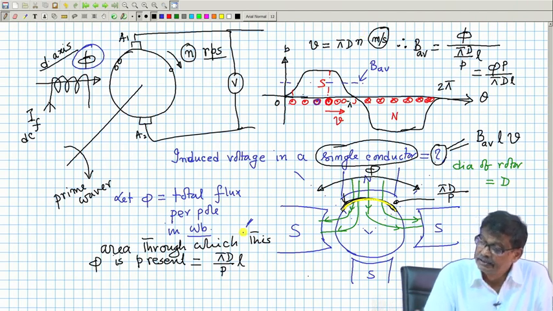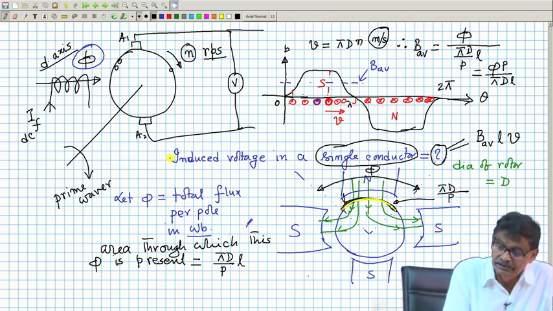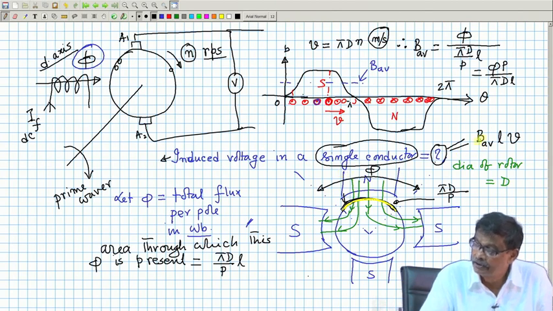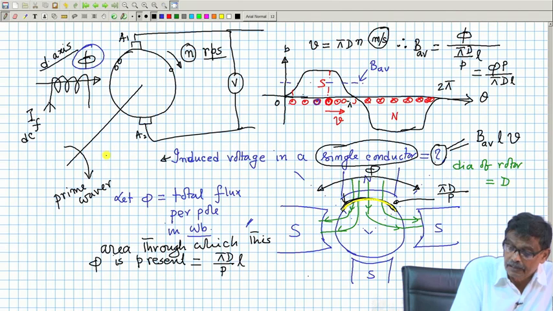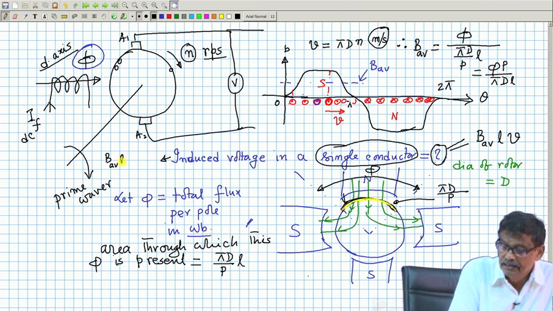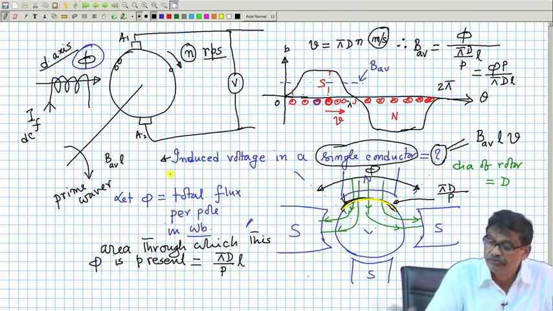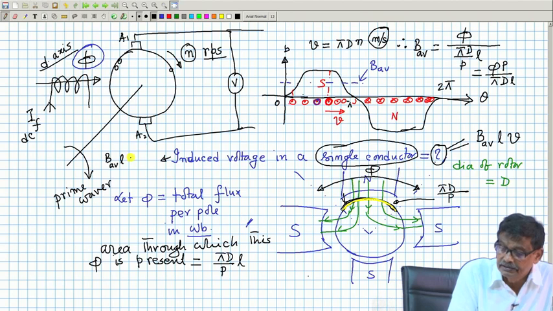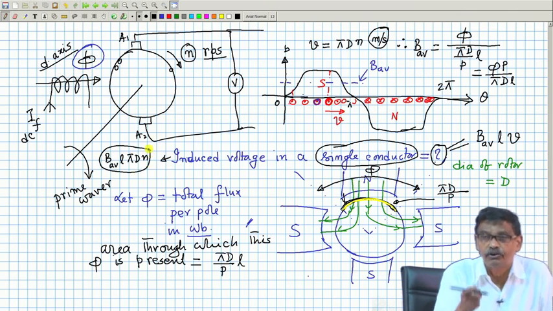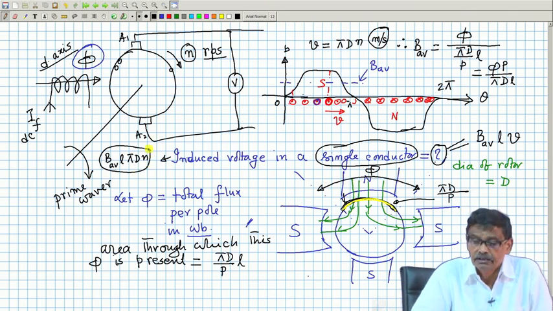So, I will say that induced voltage, let it be a bit clumsy, I do not mind, but let me write it on this page only. So, it will be then equal to B average L, and for V I will write pi d n. This is the expression for induced voltage in a single conductor. We will continue with this in the next lecture.